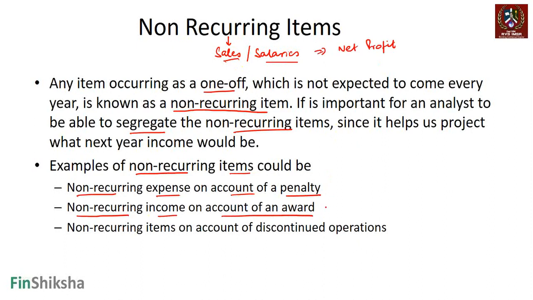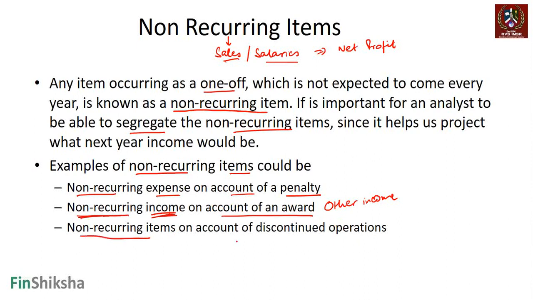Similarly, there could be a non-recurring income on account of an award, right? Remember, this income is also an other income. This income will also get clubbed in other income, but you have to note that this is non-recurring. You're not going to get an award every year, year after year. In rare cases, you may, but most companies wouldn't. So if you're getting some sort of an award and prize money for that, that's most likely non-recurring income. And you have to be careful in how you treat that, because that part of the other income is not going to repeat itself year on year.